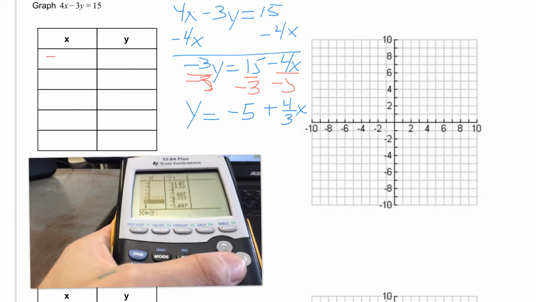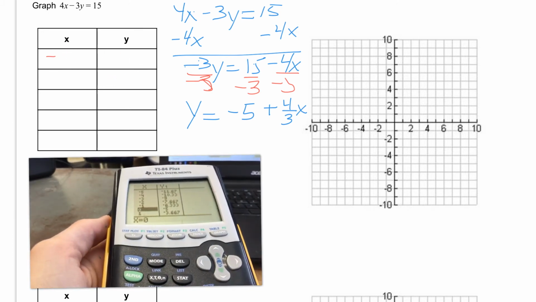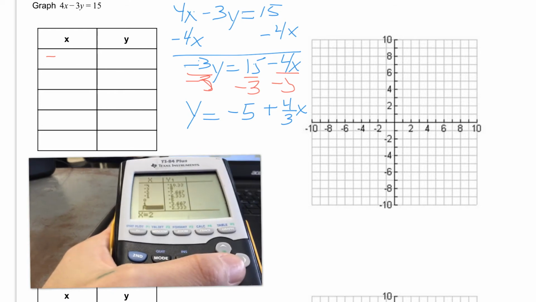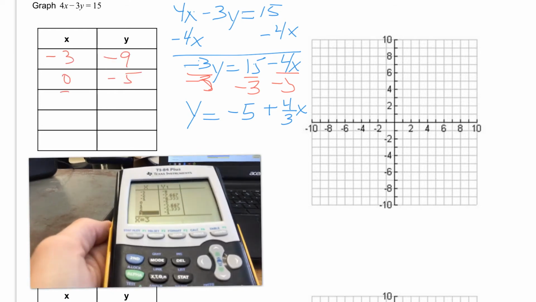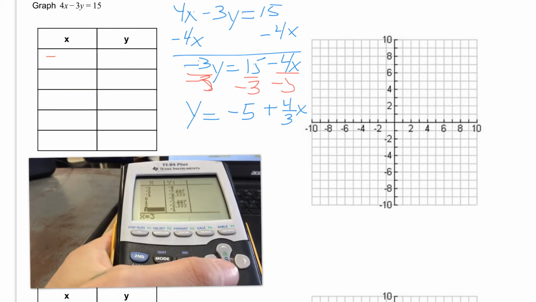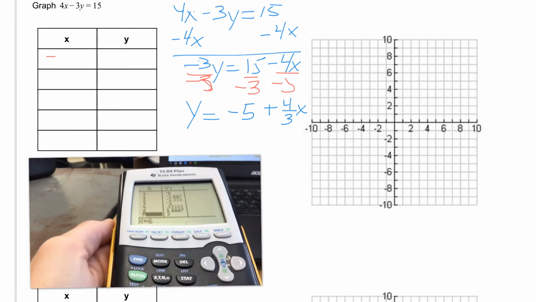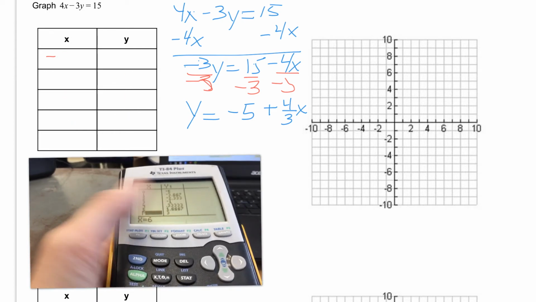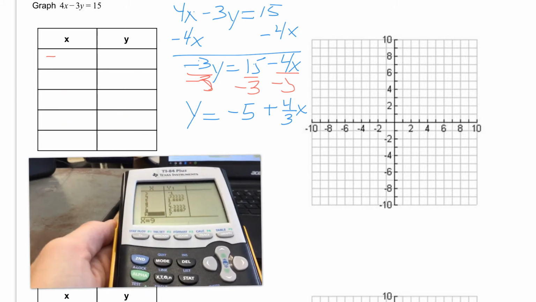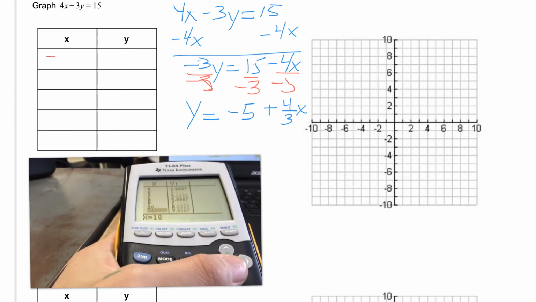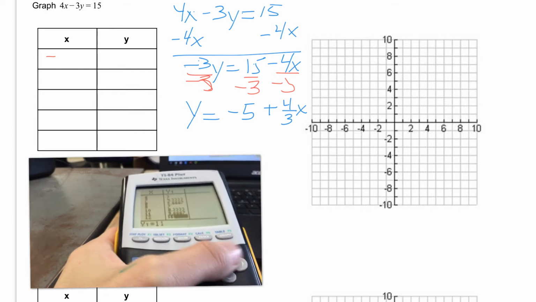If I go down, I get 0, negative 5. That's a good one. If I continue to go down and look for some nice points, I see 3, negative 1. I can continue to scroll down. Oh, I get to the point 6 and 3. And as I continue to work myself down, I get the point 9 and 7. Now if I kept going down, here I get the point 12 and 11. 12 and 11 is a great point.